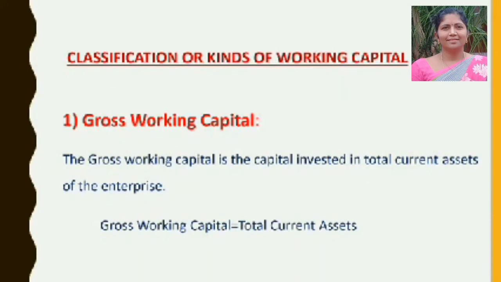Classification or kinds of working capital. First one, gross working capital. The gross working capital is the capital invested in total current assets of the enterprise. So gross working capital is equal to total current assets. What do you mean by current assets? Current assets are the assets which are converted into cash within a short period, say 12 months.